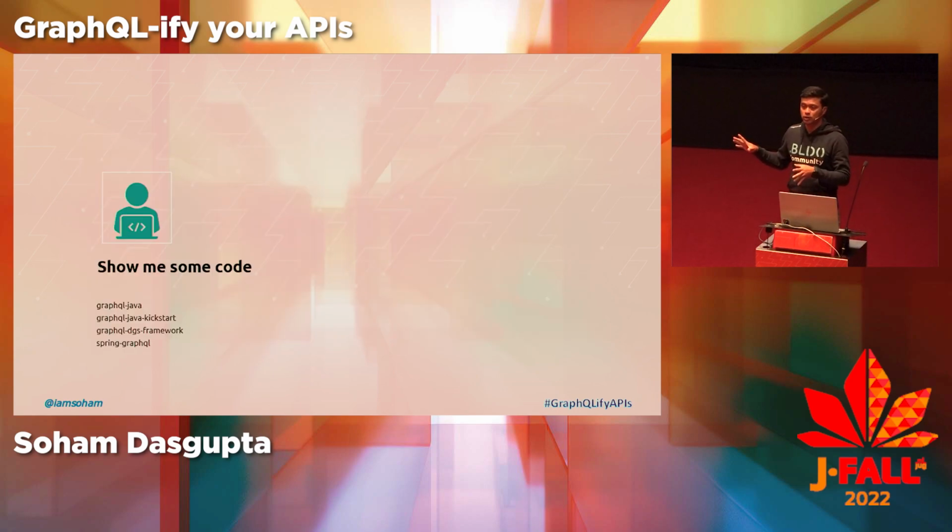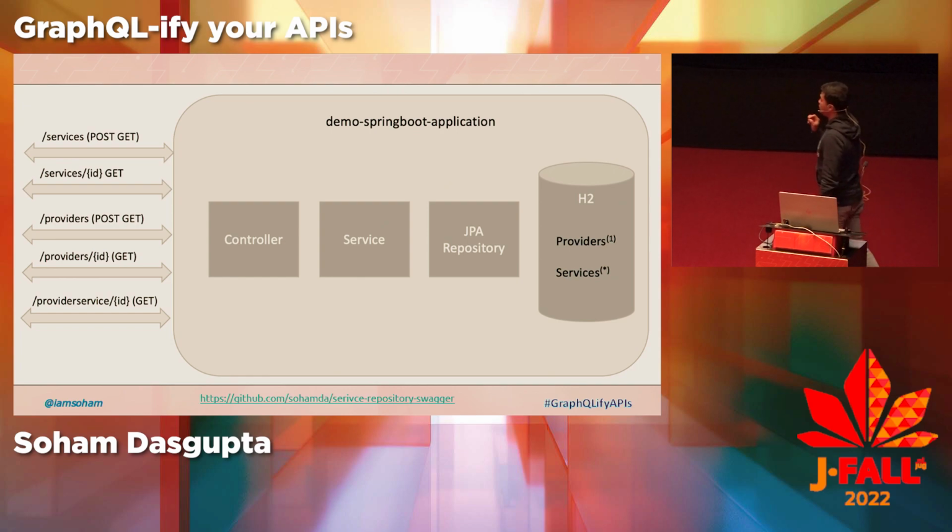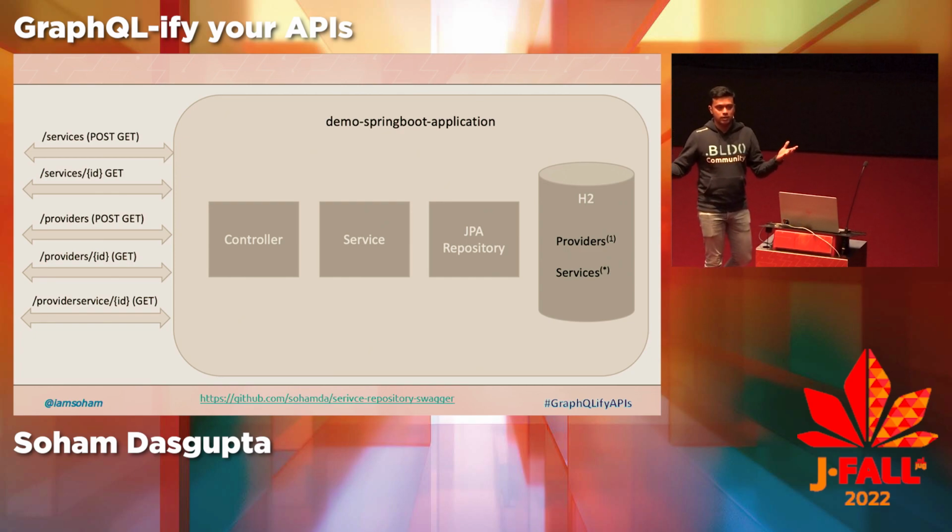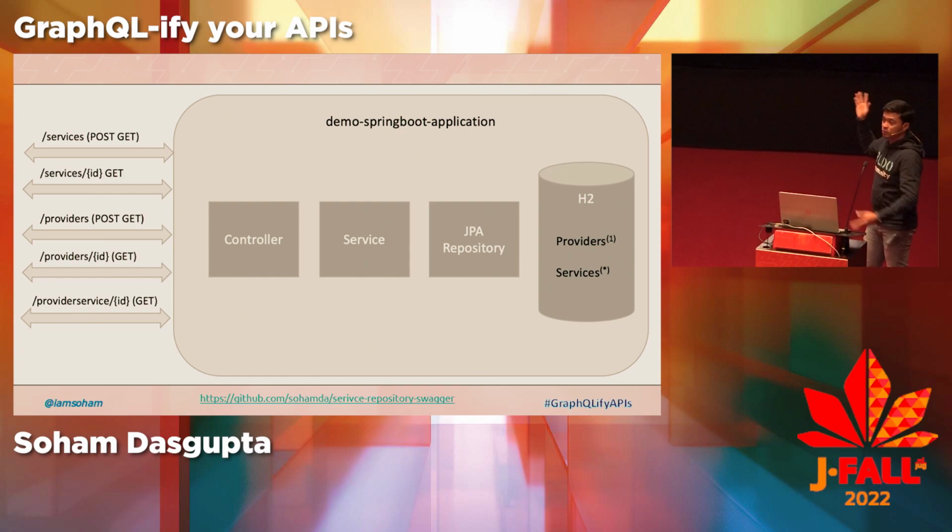OK, enough about what it is. Let me show you some of the frameworks and give you an idea about what is there for you to use. I'll talk about them keeping in mind a simple base example. I have a simple provider and services application, which follows the same pattern of a familiar Spring Boot application. You have a JPA repository, you have a service, and you have a controller exposing different sorts of REST endpoints. So keep that in mind. Every library I'm going to talk about is based on this structure and how it evolves from there.